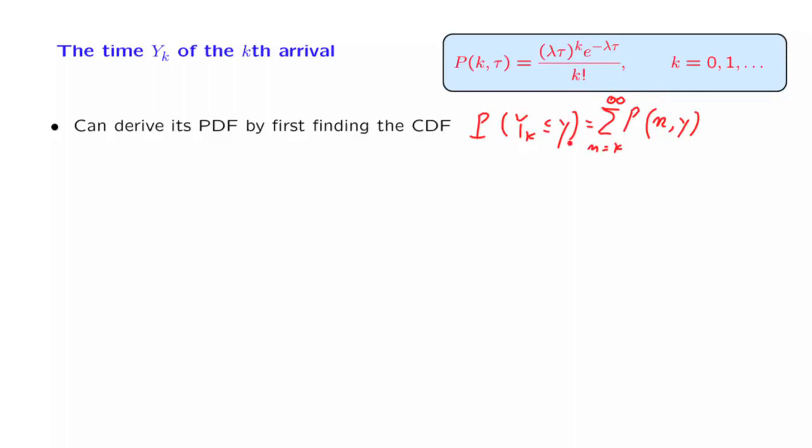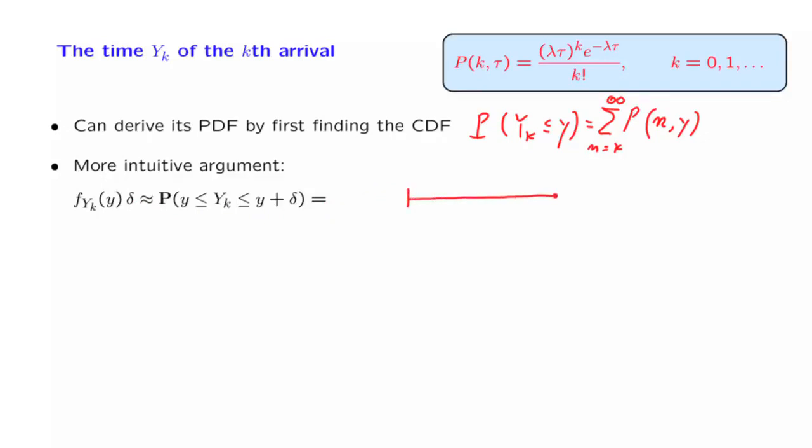Instead of carrying out this algebra, however, we will proceed in a more intuitive way that will get us there perhaps faster. The derivation that we will follow actually parallels the one that we went through in the case of the Bernoulli process. The intuitive argument rests on the interpretation of a PDF in terms of probabilities of small intervals. So the PDF evaluated at some particular point y times delta is approximately the probability that our random variable falls within a delta interval from this number little y. Here is time 0, here's time y, and here's time y plus delta. We want to say something about the probability of falling inside this small interval.